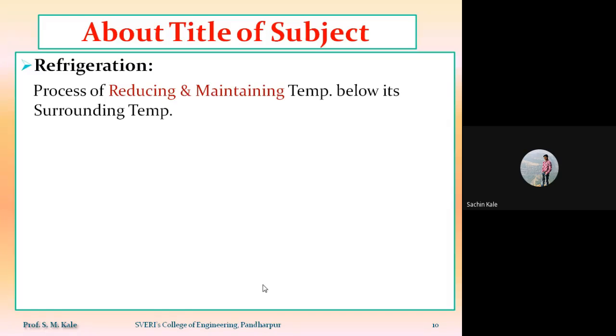But below atmospheric temperature, the temperature of that iron rod will not decrease. So this process will be called a cooling process. Cooling means reducing the temperature up to the surrounding temperature. Whereas the refrigeration process is nothing but reducing as well as maintaining the temperature below its surrounding temperature.